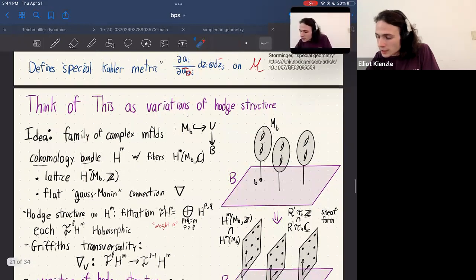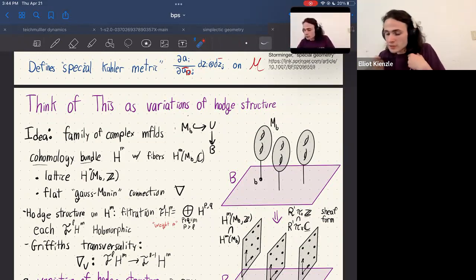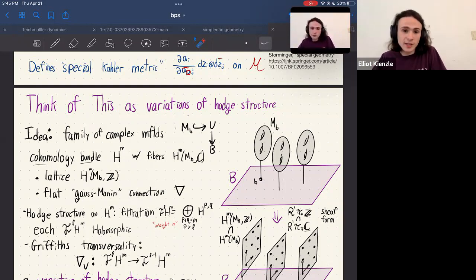So the idea is, we're going to start with just the idea of a cohomology bundle. This is our prototypical example of a variation of Hodge structure, where we have a manifold that's varying as a function of a point on the base. So it's a family of complex manifolds, and at every point we can take its cohomology. That's a vector space, and we get a nice vector bundle. And it has extra structure too.